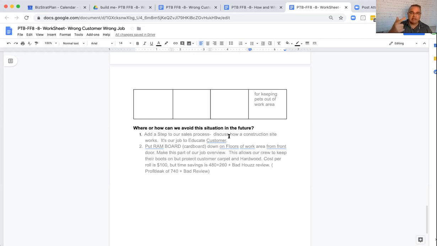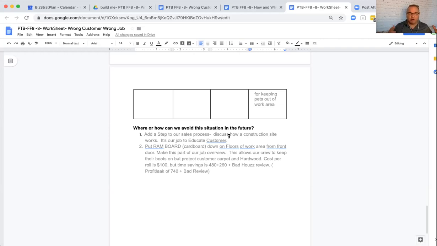Remember earlier in this meeting, I said they don't know how to have their hot water tank replaced. They don't know how to have their house painted. They don't know how to re-roof their house. I know how. And so I'm going to show them, I'm going to educate them on that. And then the other solution is put RAM board. It's called cardboard, cardboard rolls.